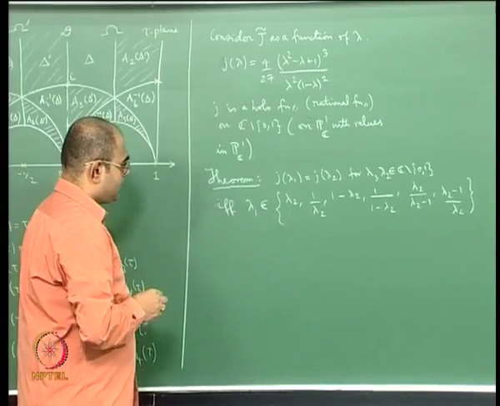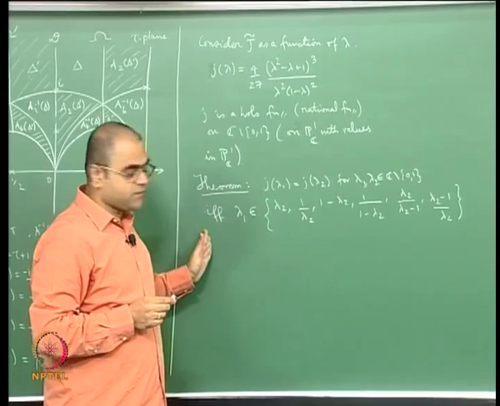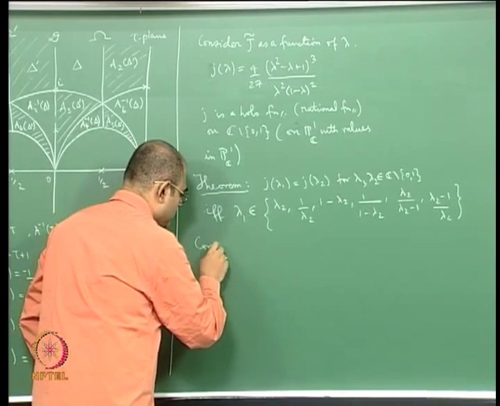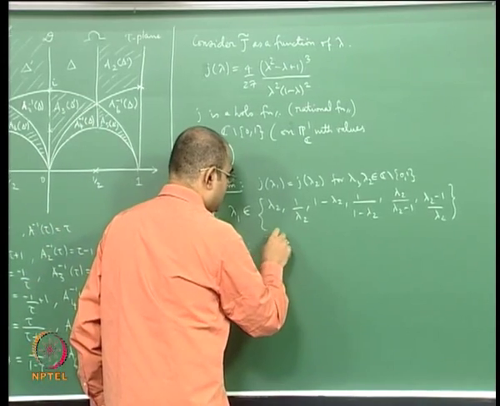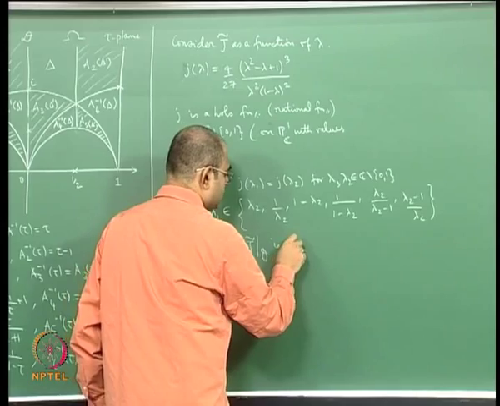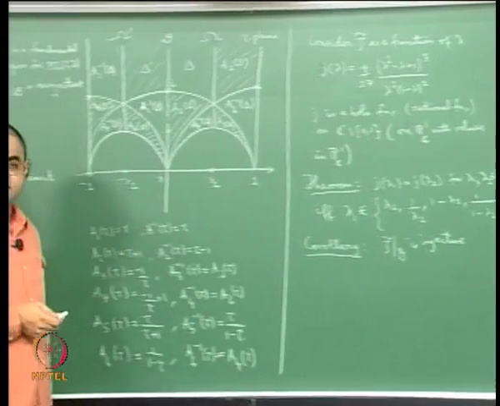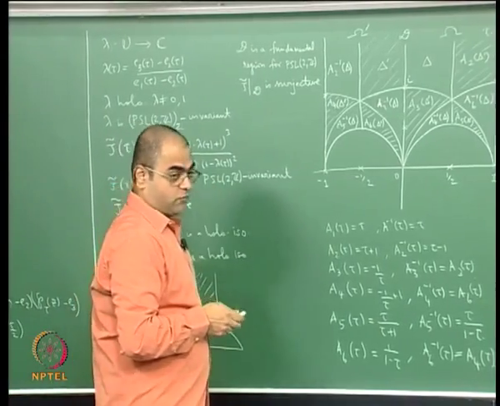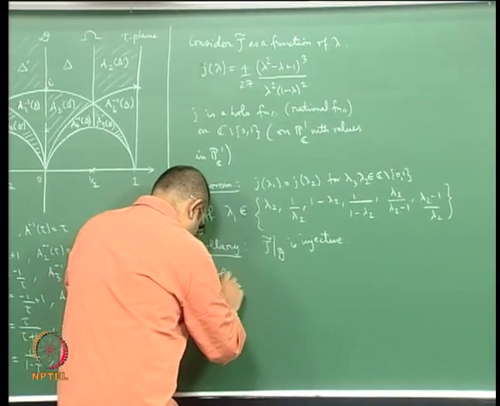So my claim is if I prove this theorem then we are done. So let me first prove the corollary to the above theorem: J tilde restricted to script D is injective, okay. So how is that true? So the proof of the corollary.